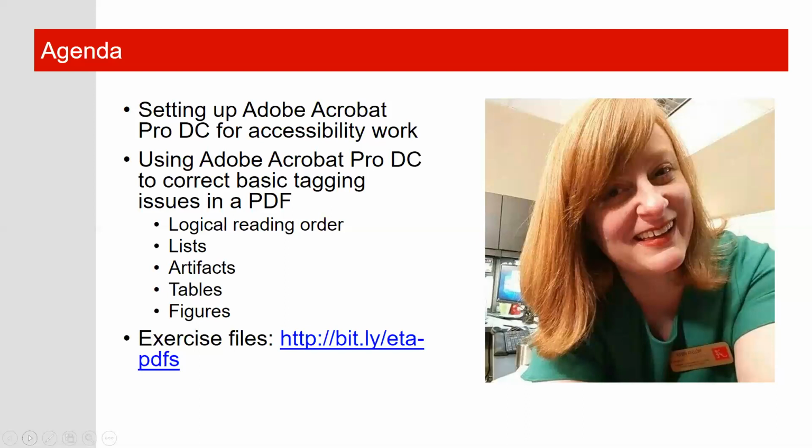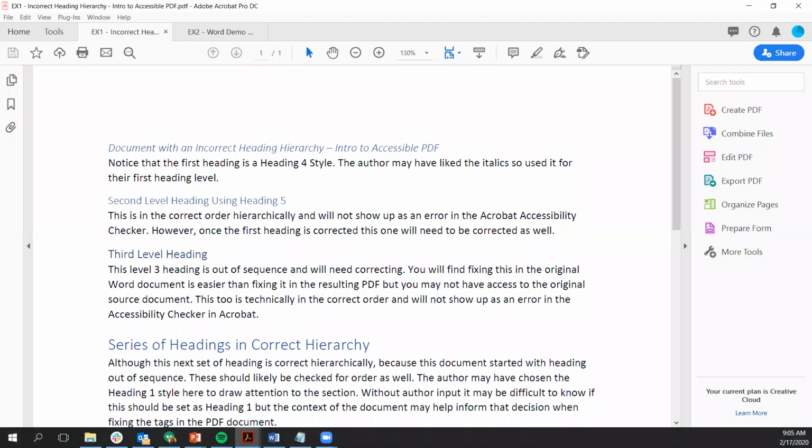Before we get into any specifics, I'd like to show you what I do to set up my Acrobat Pro for accessibility work. And I suggest you do the same, at least while you're learning. I'm opening up one of the exercise files. This is the PDF file titled Example 1, Incorrect Heading Hierarchy.